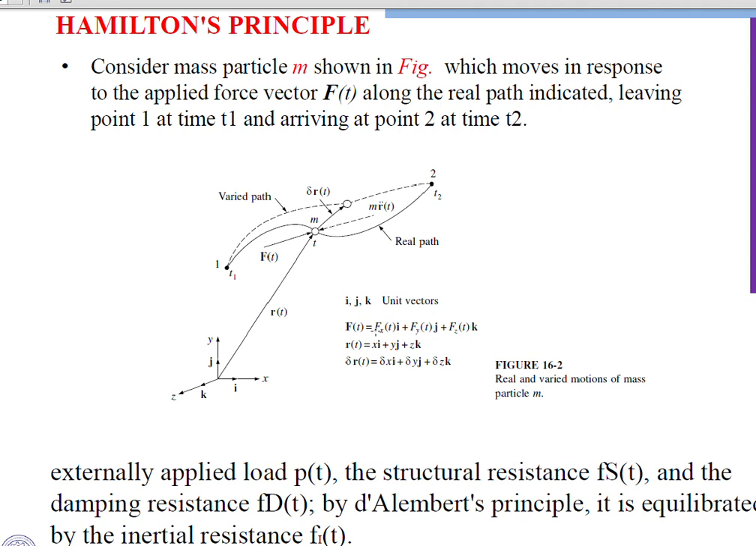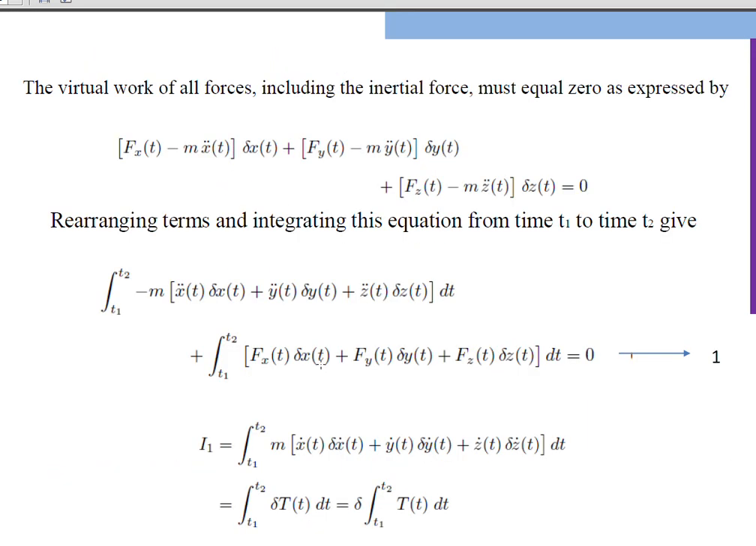From this figure we can see how to derive the Hamilton principle. Here we assume that the work done by external loads is equal to the sum of the internal work done. It means the work done due to the external load and the internal inertial force will be equal. The force resisted by the inertia, both will be equal.